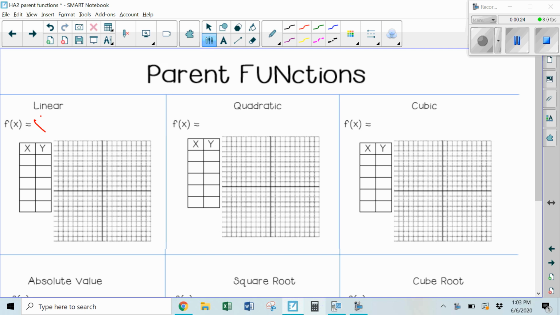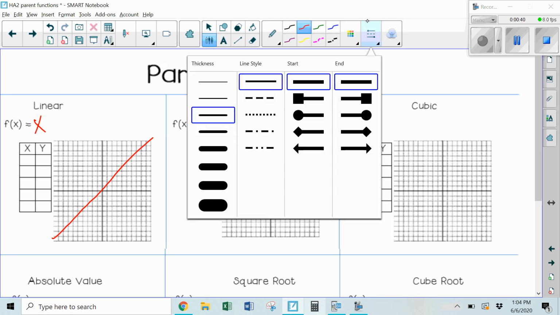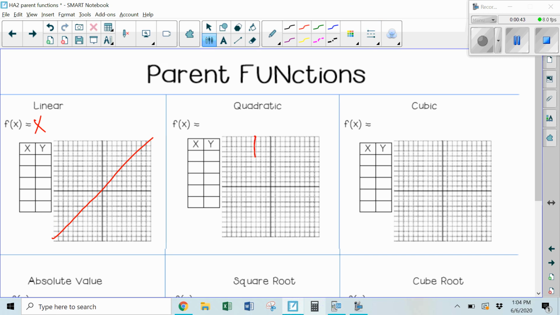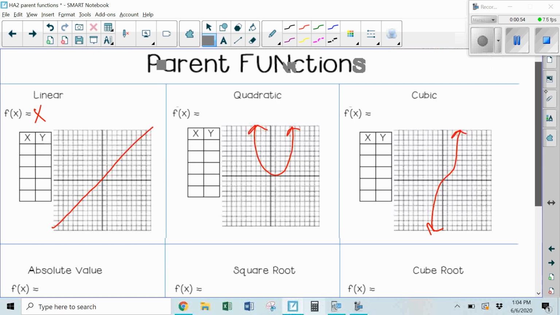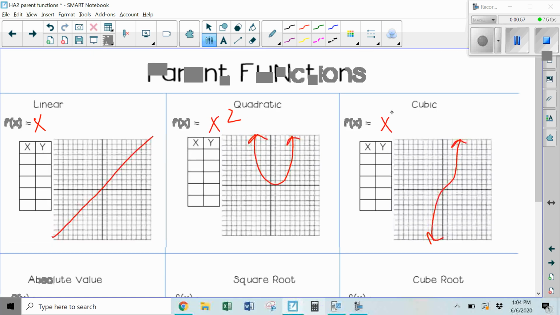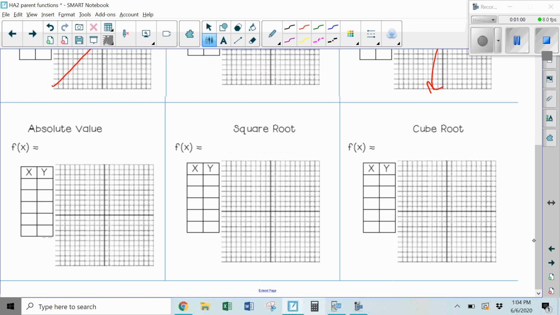So linear, y equals, or f of x equals x, straight line through the origin. Clearly mine wasn't very neat, and you can do it neater with other points. I'm just going to do it pretty quickly here and not do specific points. Quadratic looks like this. Cubic. Oops, did I put the, sorry. Quadratic is x squared, cubic is x cubed. Absolute value looks like a v.